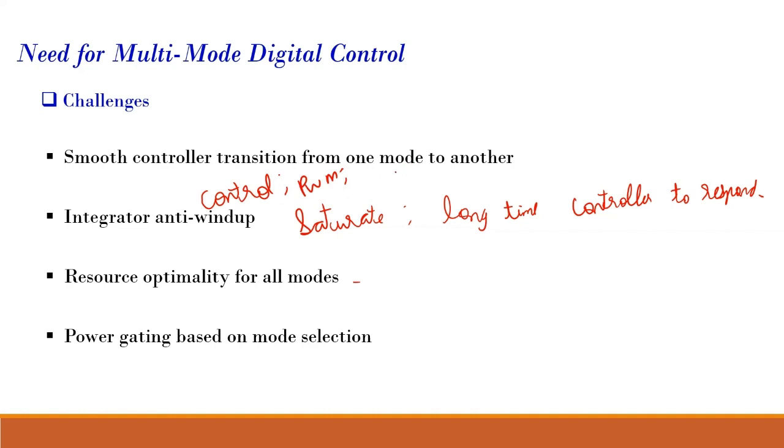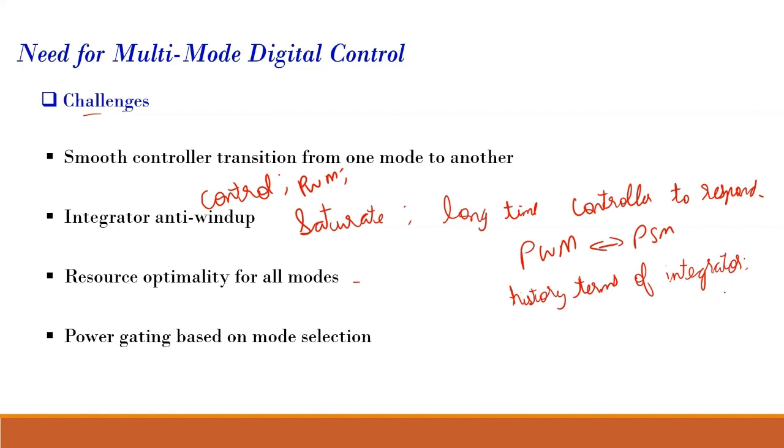It is written under the need for multimode. It is the challenges in multimode control. What happens is when we are moving from PWM to PSM, we must take into account the history term of the integrator, the past history of the integrator. We must note that down and we must continue.